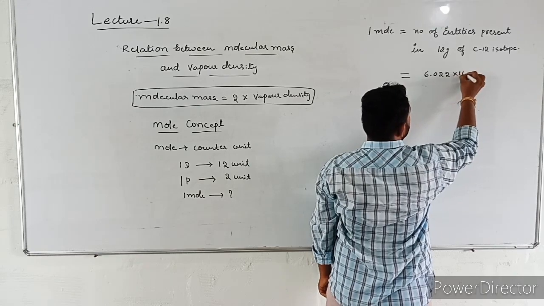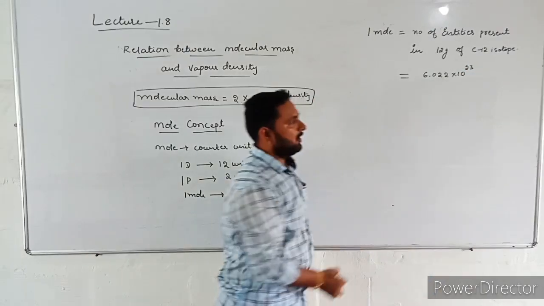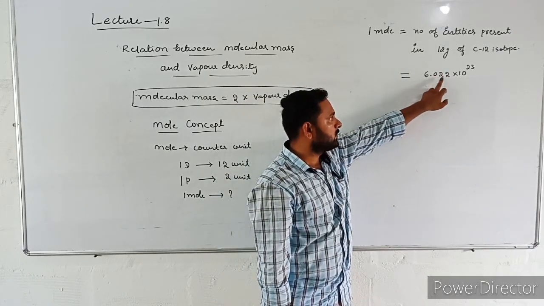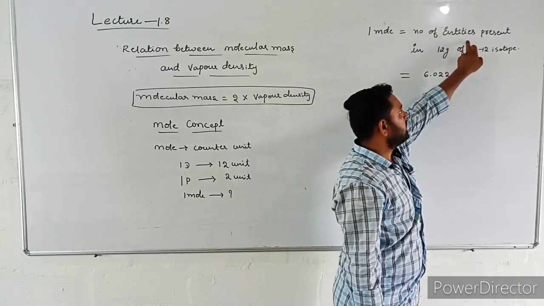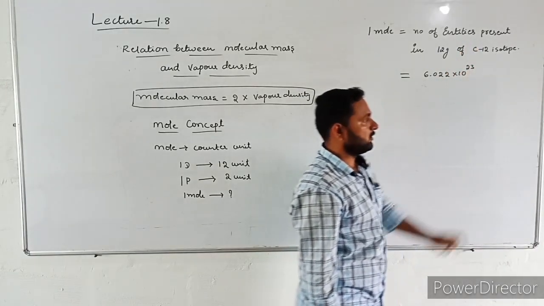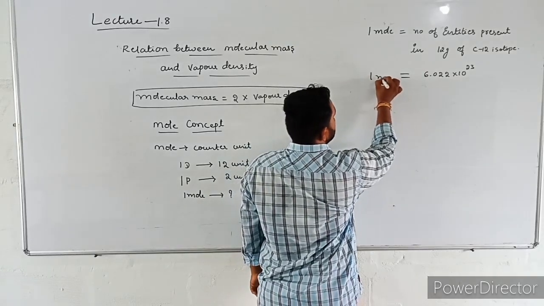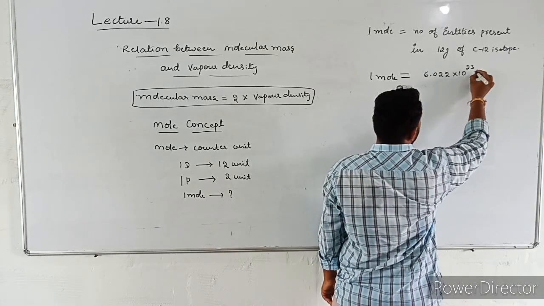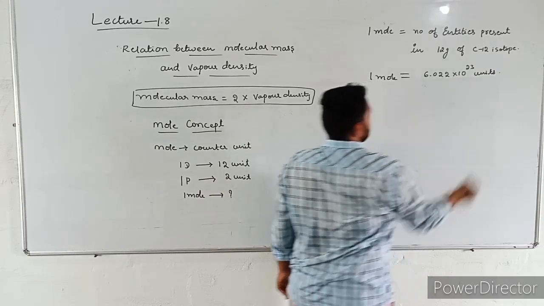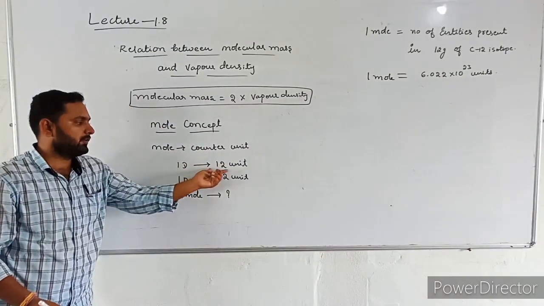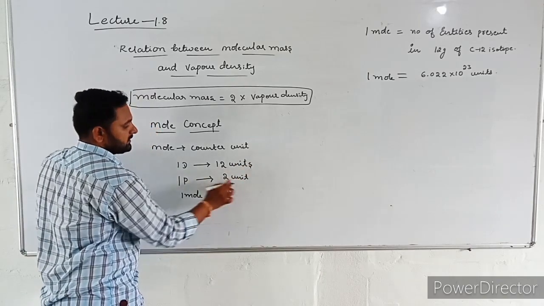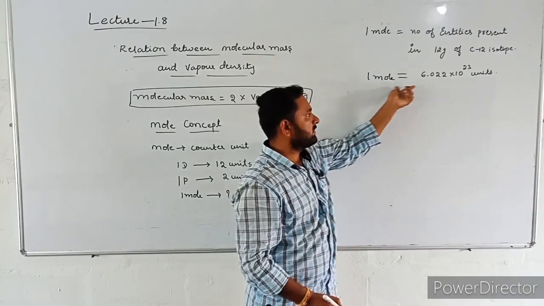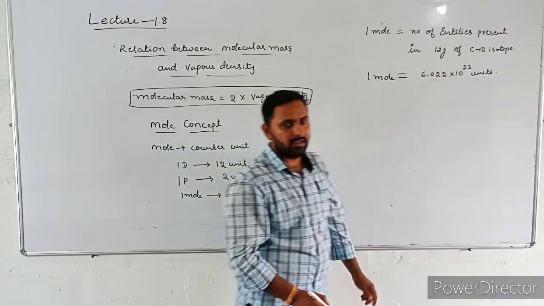The number of entities present in 12 gram of carbon 12 isotope is 6.022 into 10 power 23 units. How many entities are present in 12 gram of carbon 12 isotope? There are 6.022 into 10 power 23 entities. So 1 mole is equal to how many units? 1 mole is equal to 6.022 into 10 power 23 units. Similarly, 1 dozen is equal to 12 units, right? 1 pair is equal to 2 units. 1 mole is equal to 6.022 into 10 power 23 units.